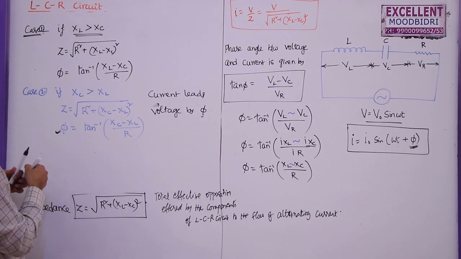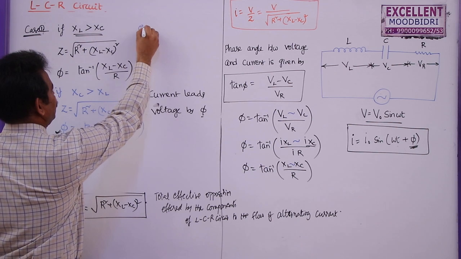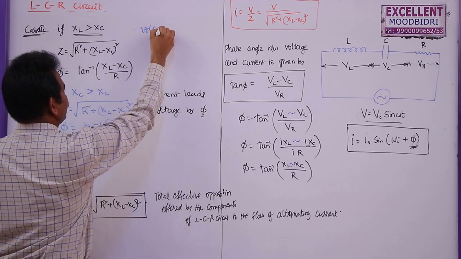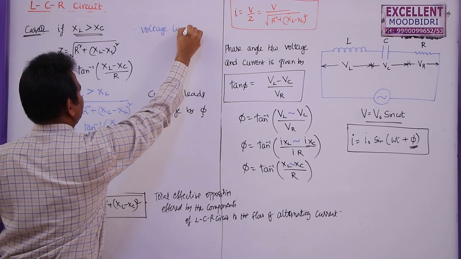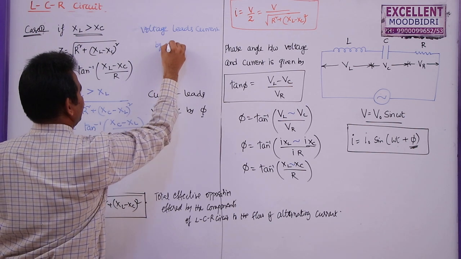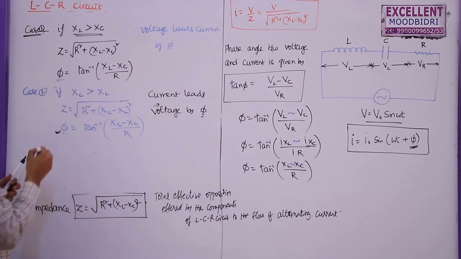Similarly, in the first case, EMF or voltage leads current by an angle phi, which is equal to this.